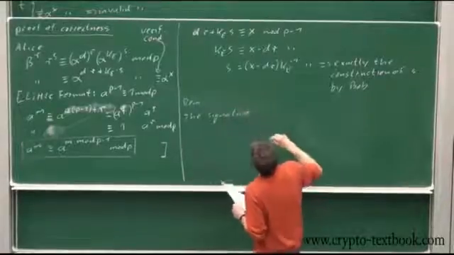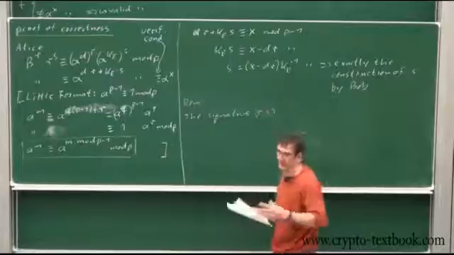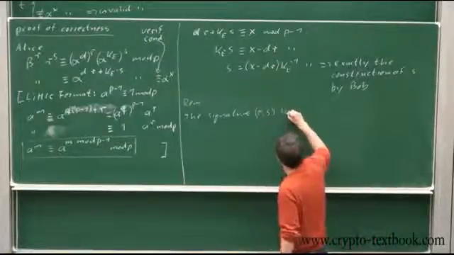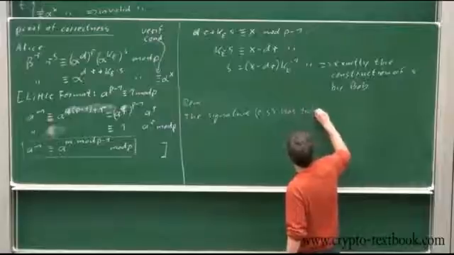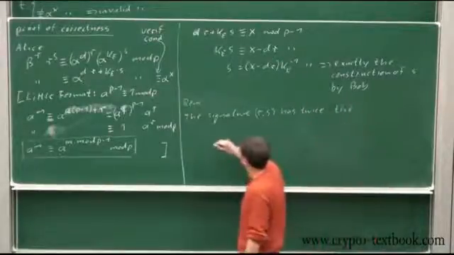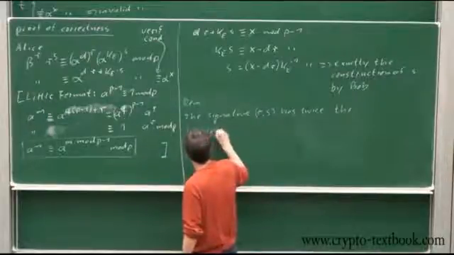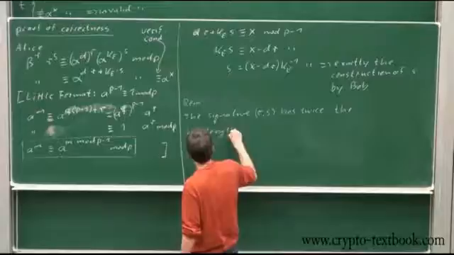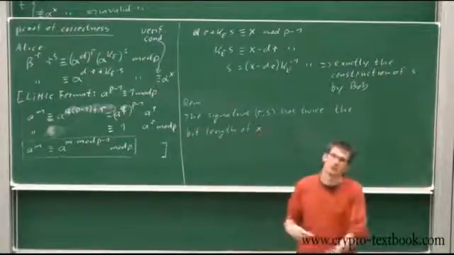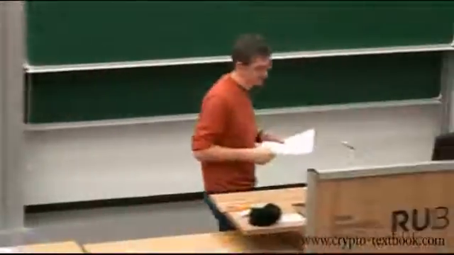The signature (r, s) is really those two parameters. It has twice the bit length of x, which is not very pretty, but something we can live with, and I guess we have to live with.